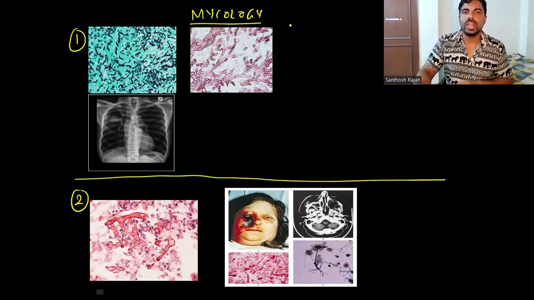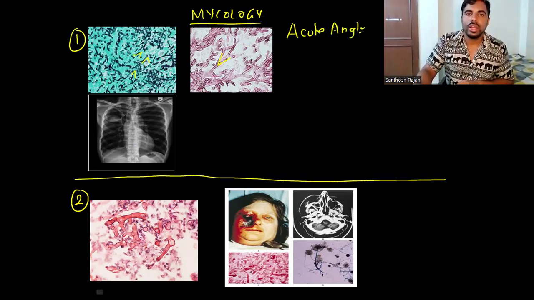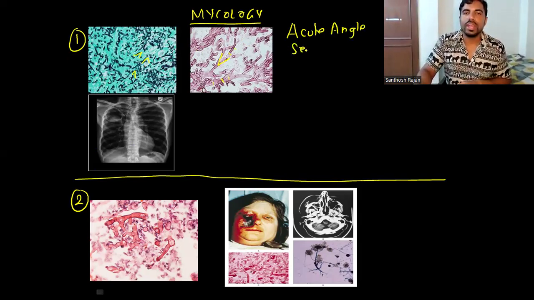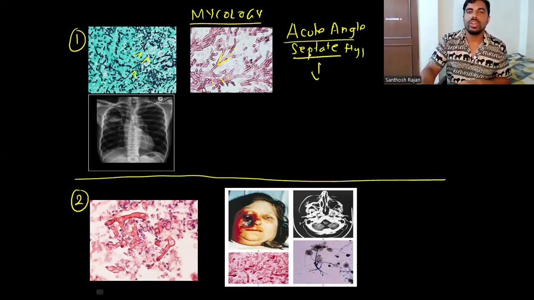This is an acute angle. It's like this, no? See, it is an acute angle, less than 90 degrees. Everywhere you see acute angle. Do you see septa between the hyphae? You can see septa. At least here you can see septate hyphae. Acute angle septate hyphae comes. Already you have a clue. AS, that is your Aspergillus.